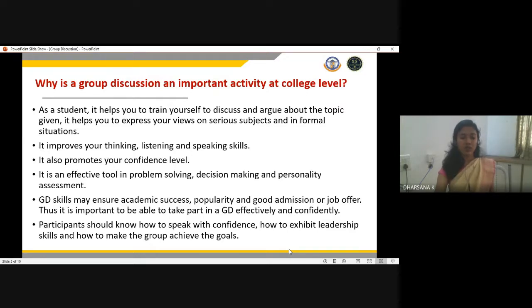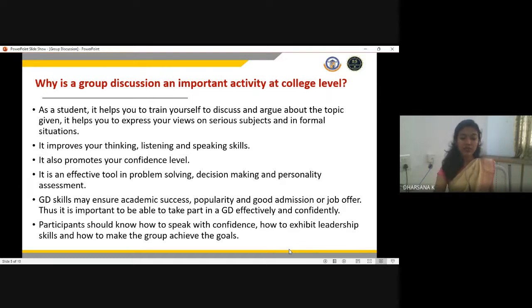Group discussion is very important at college level, because GD is a criterion for your PG admission. Some colleges demand it. If you are applying for admission for your post graduation or further studies, they'll put you in a group and want you to have this group discussion. They'll be checking your decision making skills and problem solving skills, and they'll assess your personality through this group discussion. And for job interviews, it is also very important.